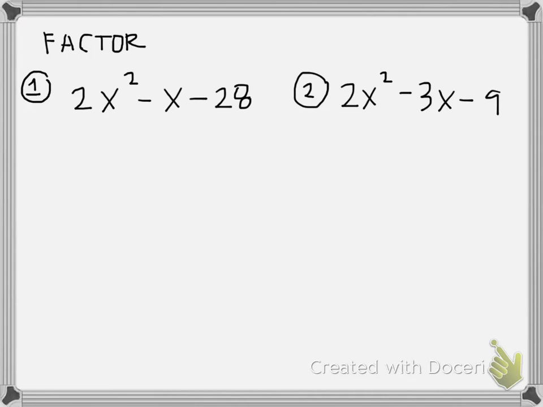Okay, so both of these are trinomials, and there are numbers in front of the x squareds that cannot be factored out. So what we're going to do is multiply that 2 times that 28, and we're going to factor the basic trinomial. So I'm going to have x squared minus x minus 2 times 28, which is what, a 56?